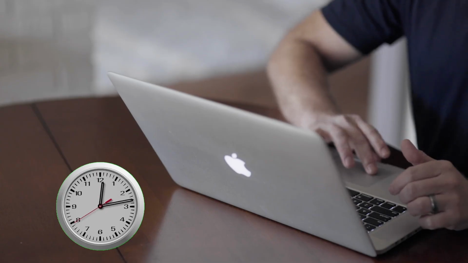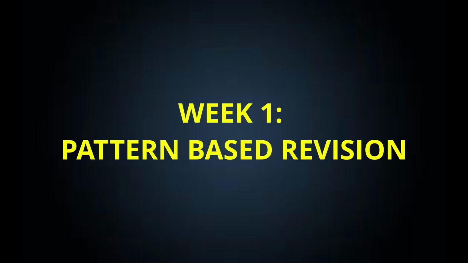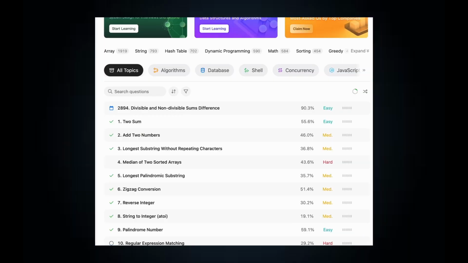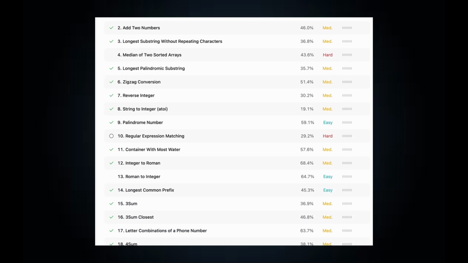Also, try to solve these problems within 30 minutes, because if you are not able to solve the problems in 30 minutes, it means you are not ready for the interview. Now let's break it down into days and weeks. Week 1, pattern based revision. Week 1 is all about the patterns, which are the secret sauce behind 90% of the LeetCode problems.